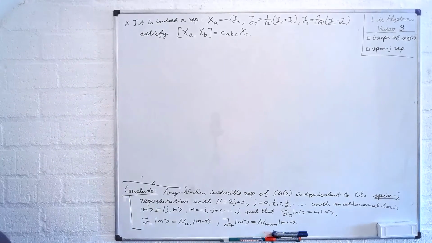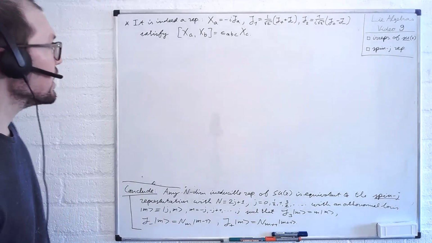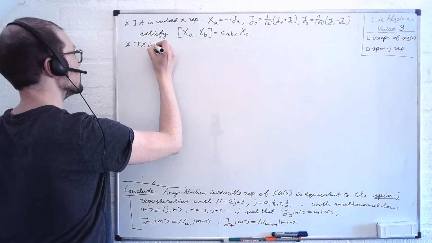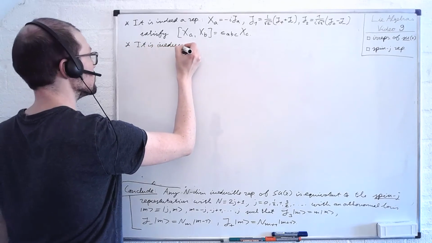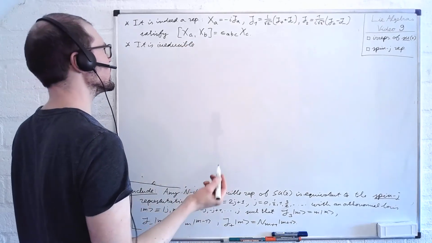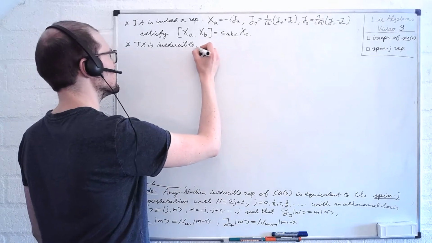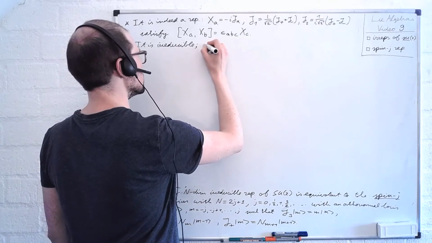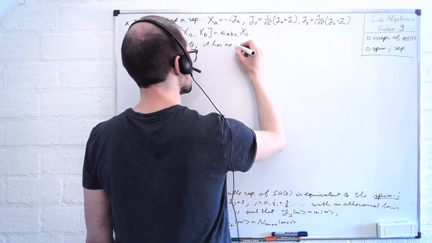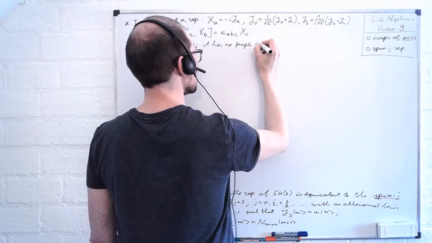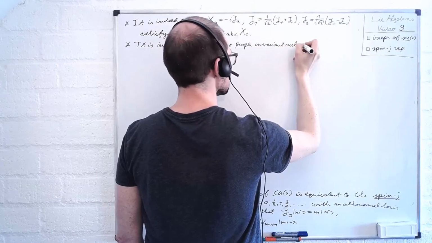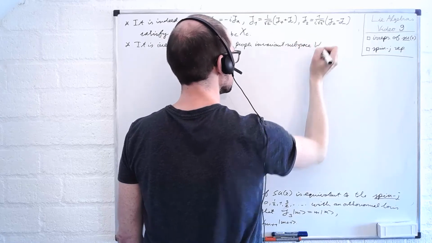So then the only remaining question is whether it's irreducible, and actually this is quite easy to see too. It is irreducible. So what do we need to show again? Well, we need to show that it has no proper invariant subspaces.